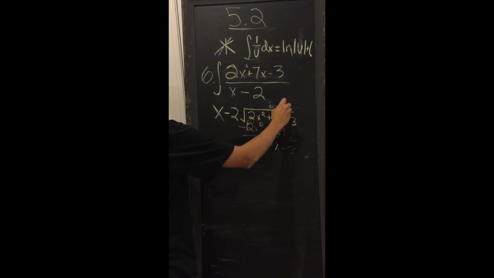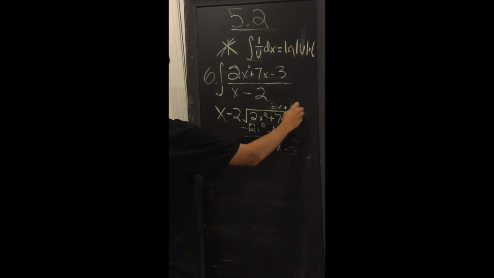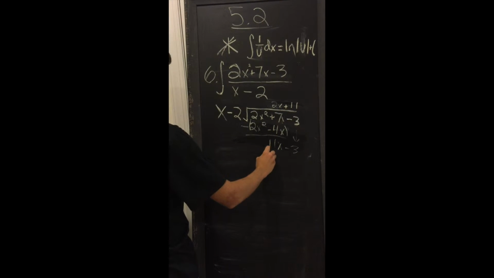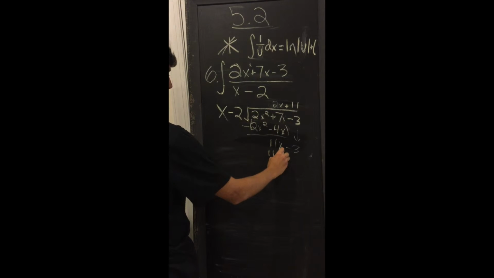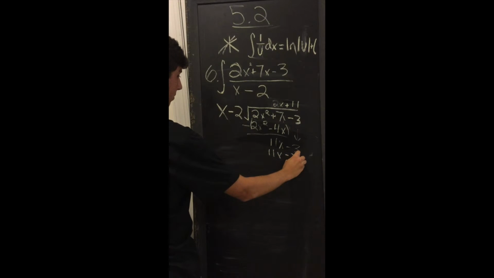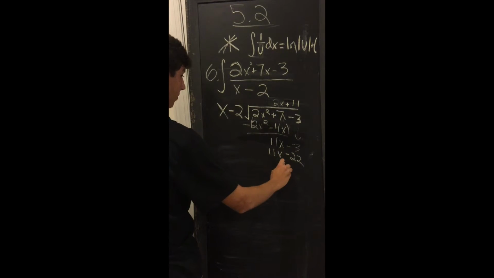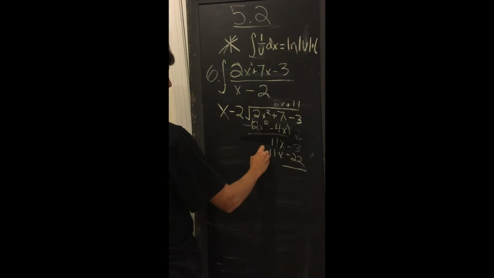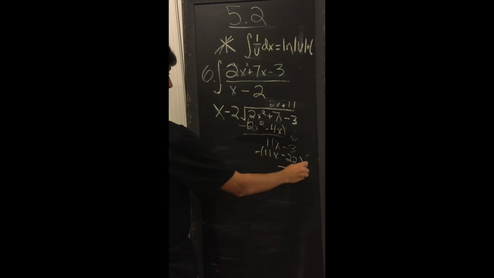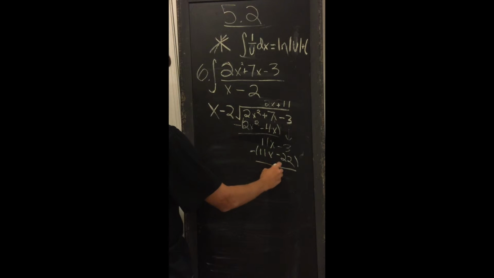Now we will multiply x minus 2 times 11. This will get us 11x minus 22. Then we subtract it from 11x. This will get us 19.